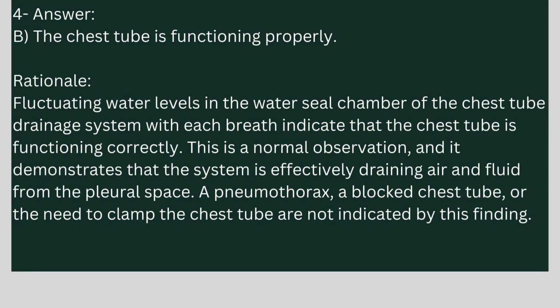Answer 4. B. The chest tube is functioning properly. Rationale: fluctuating water levels in the water-sealed chamber of the chest tube drainage system with each breath indicate that the chest tube is functioning correctly. This is a normal observation, and it demonstrates that the system is effectively draining air and fluid from the pleural space. A pneumothorax, a blocked chest tube, or the need to clamp the chest tube are not indicated by this finding.